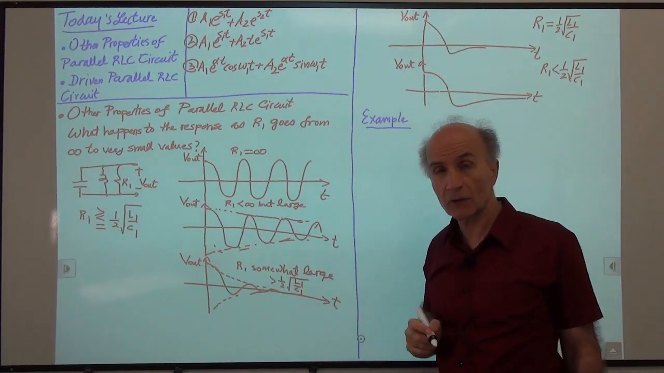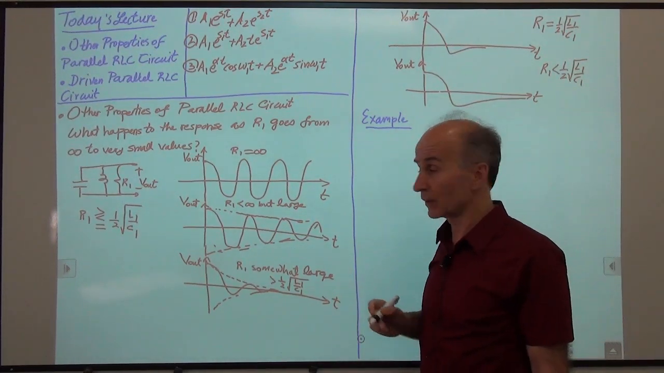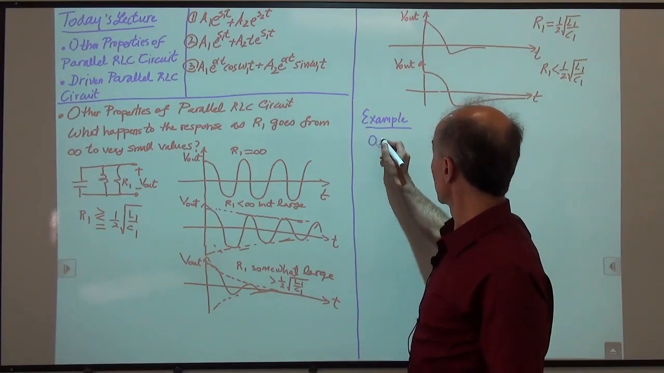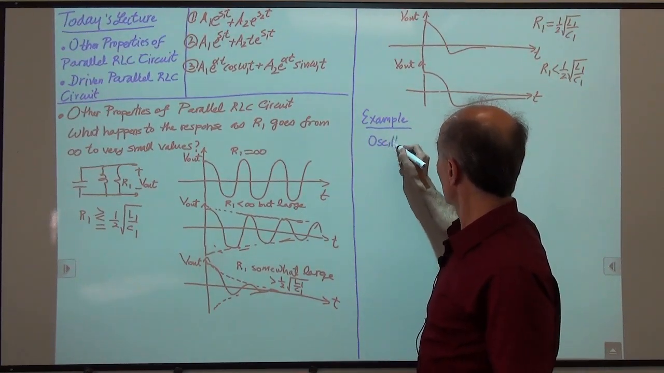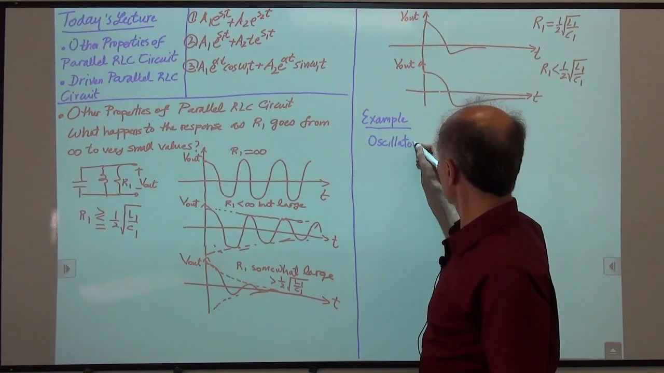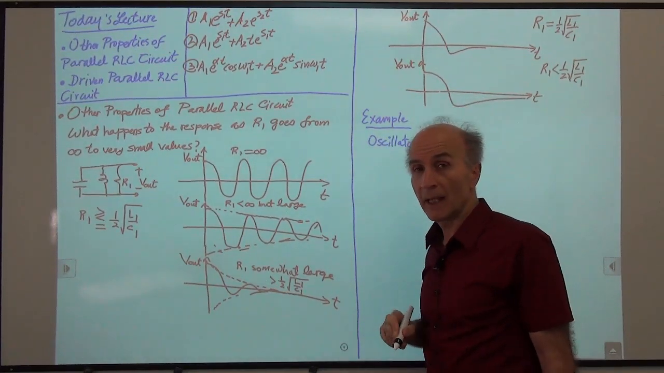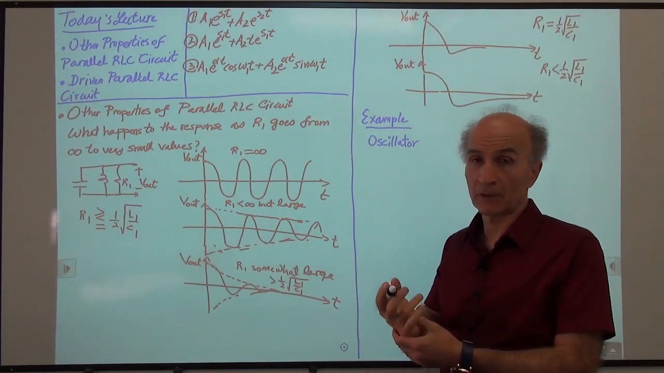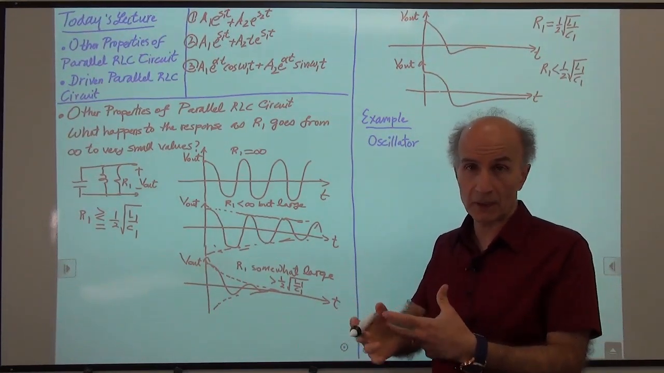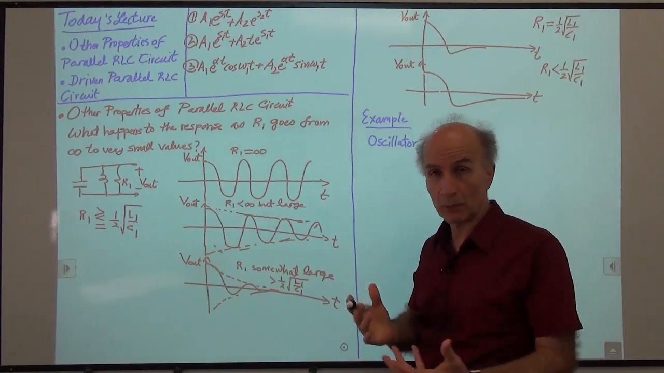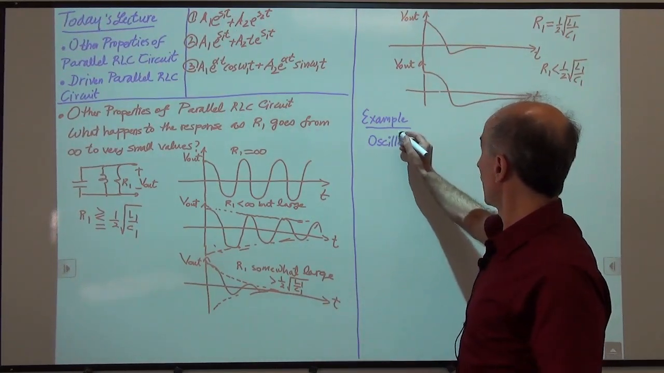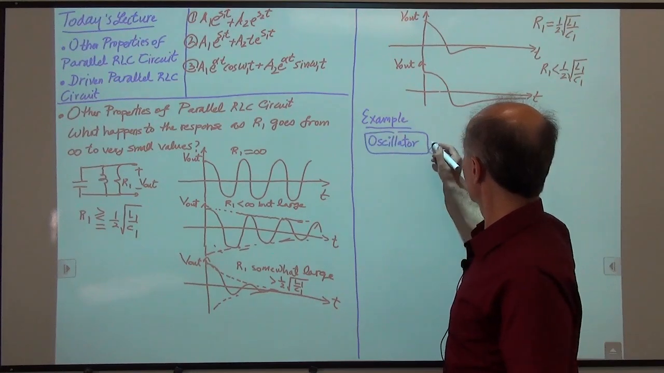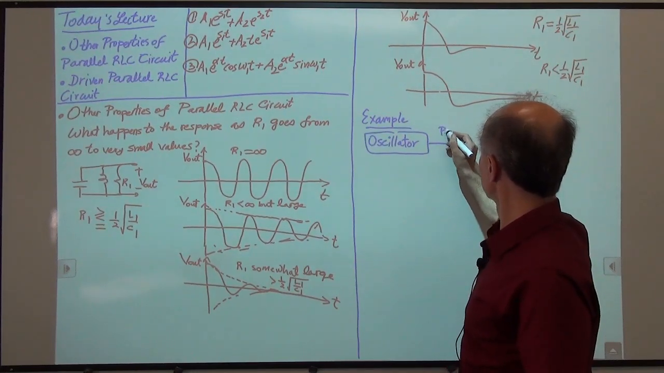There's a type of circuit called an oscillator. We don't know what it is, what it does, but at a very high level, an oscillator generates a periodic output. That periodic output could be a sine, a cosine, or it could be a square wave, depending on what we want. But it's just a box, and the output is periodic.